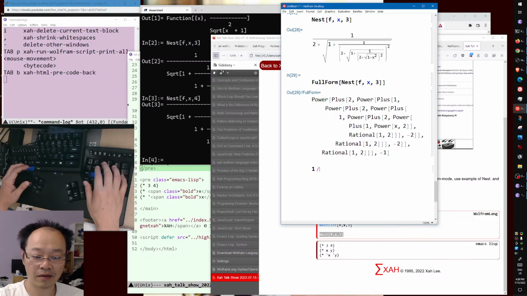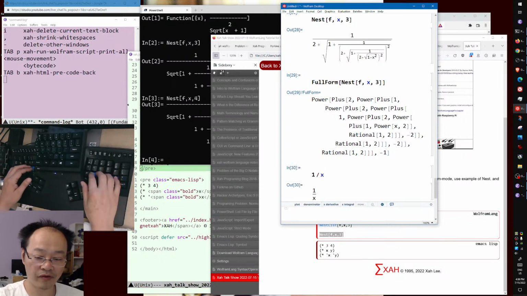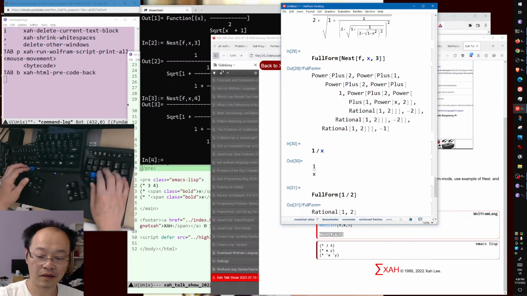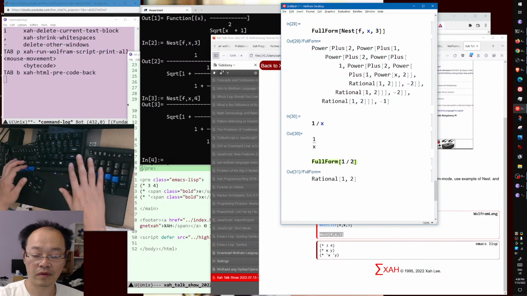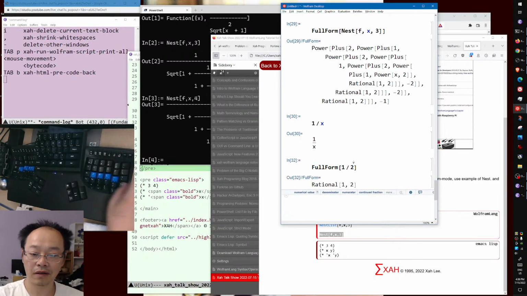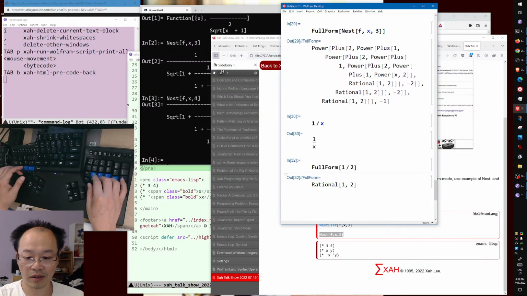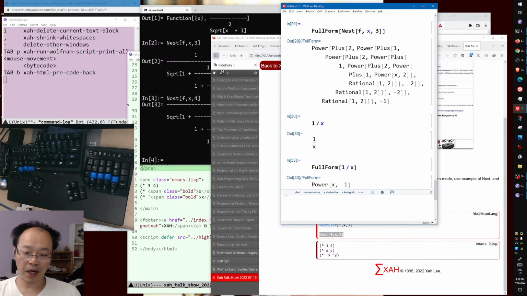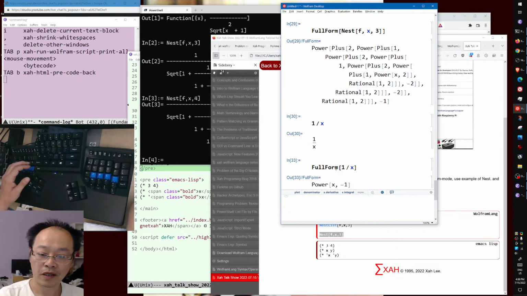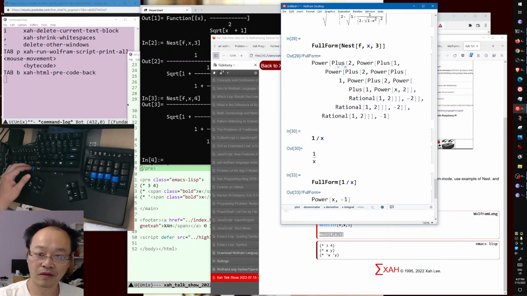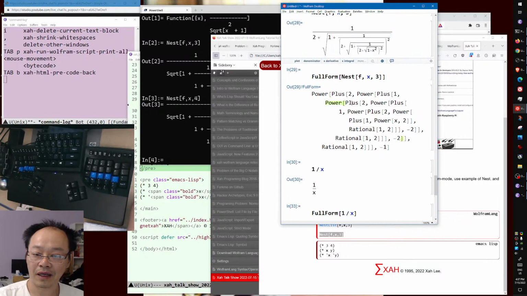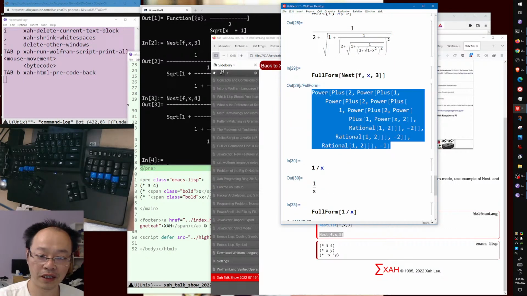So 1 over x, this is the normal form. But if you do full form of 1 over x, it's 1 over 2. Oh, that's a rational. Wait, I actually want to do 1 over x. You see, that's power x raised to negative 1th power. That's math, okay? They are equivalent. So you got this nested square root expression, and the full form is this thing.